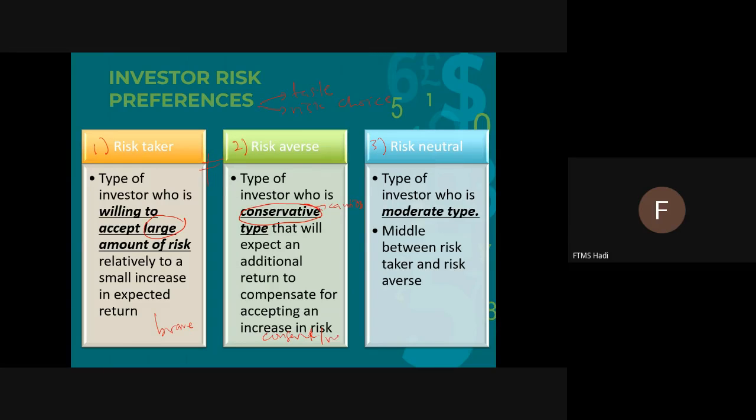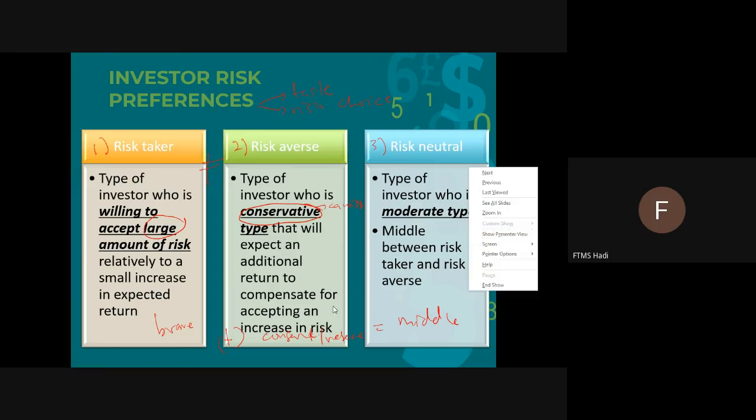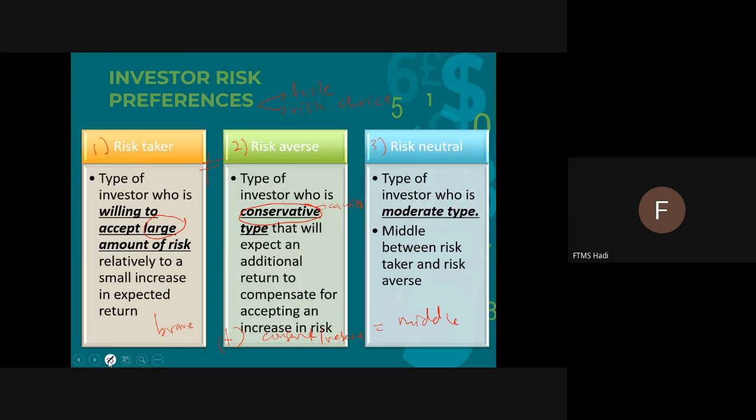But risk neutral is a mix between those two, in the middle. Half risk taker, half risk averse, which is the moderate type. If you ask me, I consider myself a moderate. Sometimes I'm quite brave and I take a risk, and sometimes I'm more conservative or reserved. So it depends.